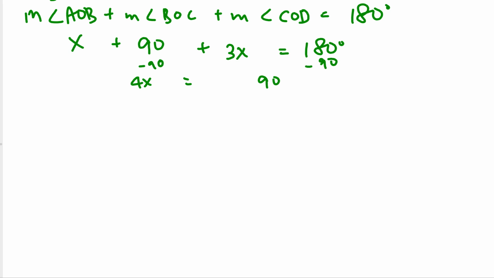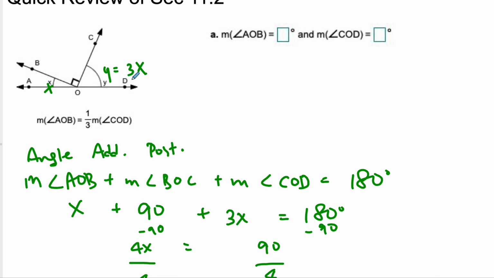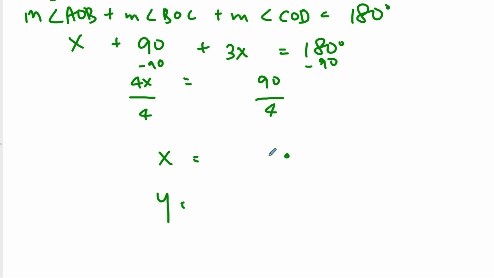Oh, there we go. Alright, so we have 4x equals 90, and if you divide both sides by 4, x is whatever you get, that many degrees. Then what's y? y is 3 times x, right? So y is 3 times x. So whatever answer you get there, you can find 3 times that answer. Plug it in. Okay, then you are good.